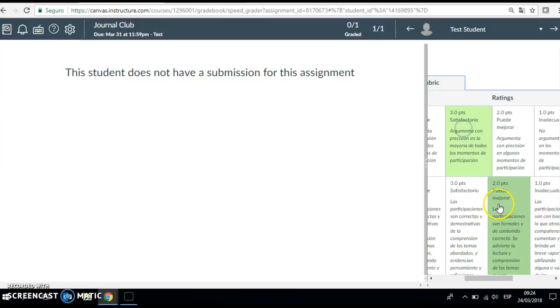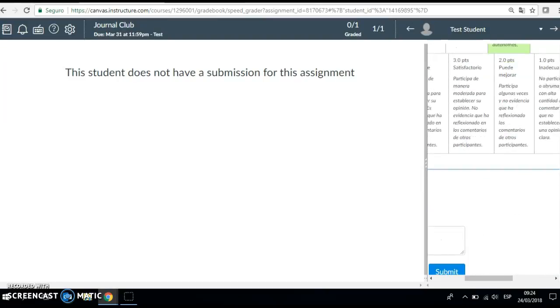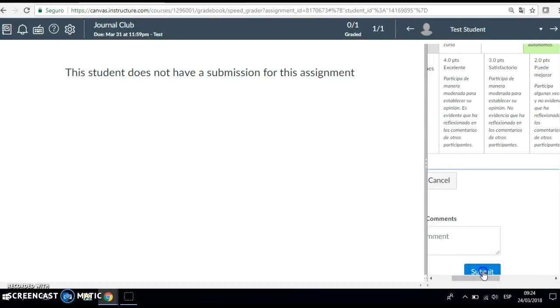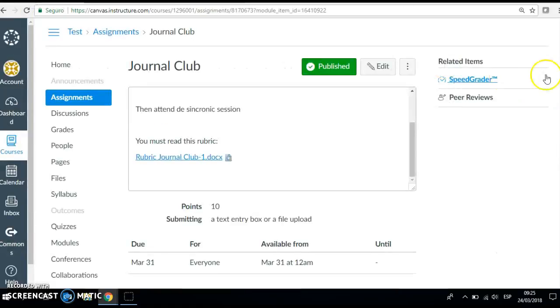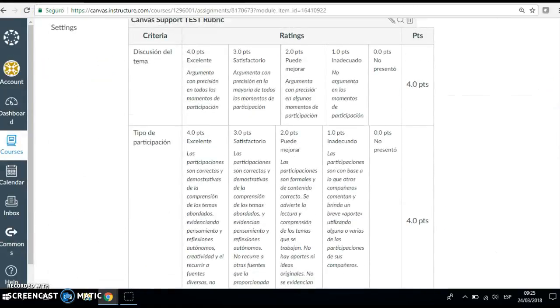We just put here the feedback or what we think about their work. The rubrics are really good for the teachers to give a clear feedback and also for the students to know what they're going to be evaluated on.